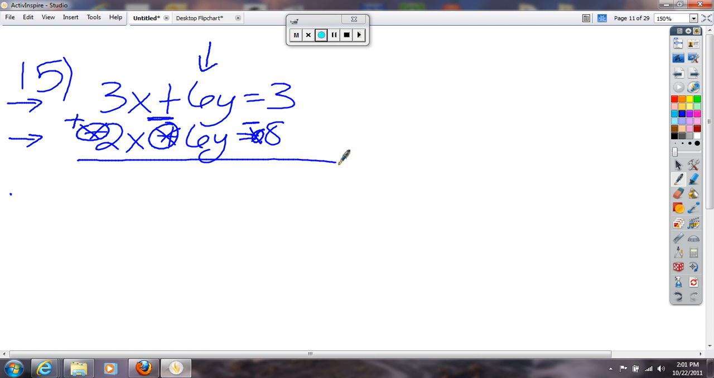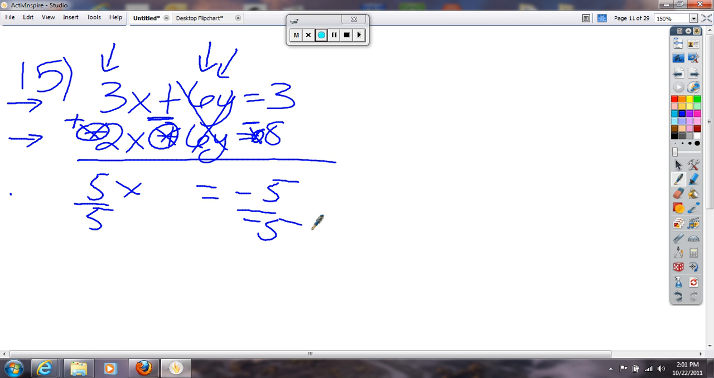So what do I have? I have 3x plus 2x is 5x. Here, again, the y's cancel. 6y minus 6y is 0. And over here I have 3 minus 8, which is a negative 5. Now I divide by the 5, the number in front of x. The 5's cancel there, and x is equal to, the negatives cancel, and 5 over 5 is 1.